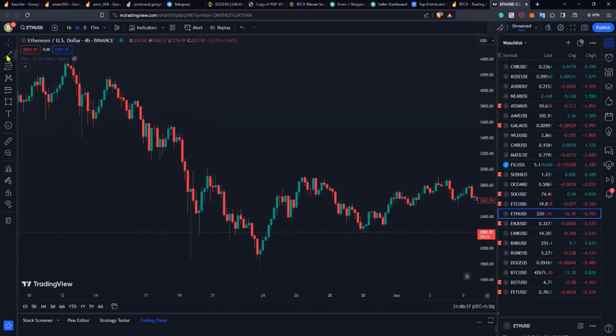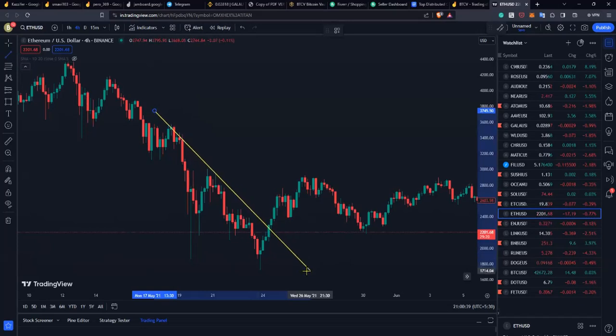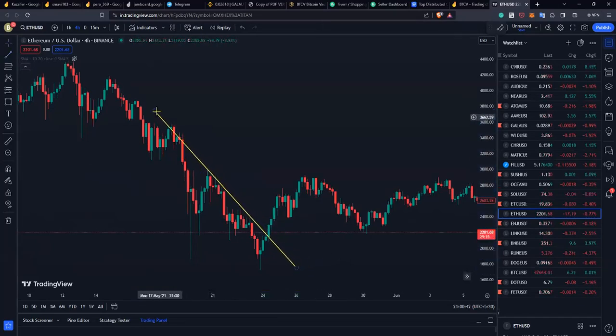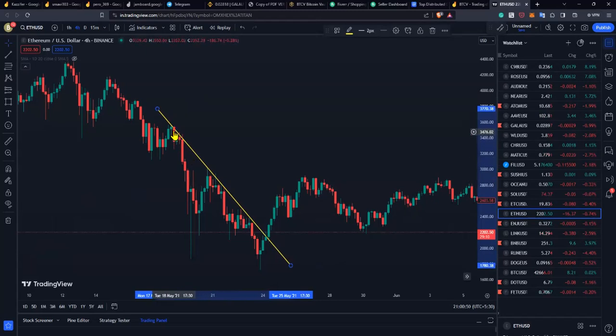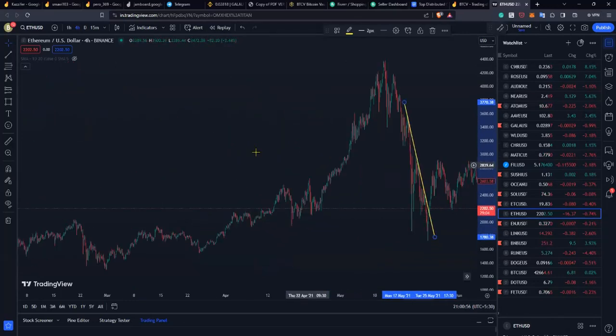We can draw many triangles, of course. As I said, something like this can also be a triangle. So we have point 1, 2, and almost the 3rd point is right here also. So we have point A, point B, and point C. And then you can clearly see there's a break of the trend line and the market moved up.